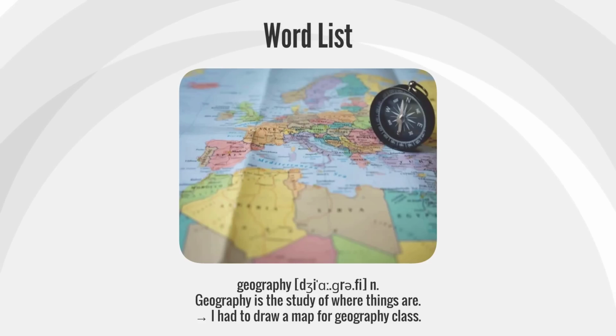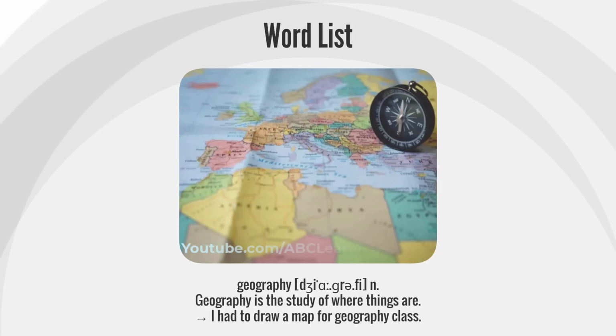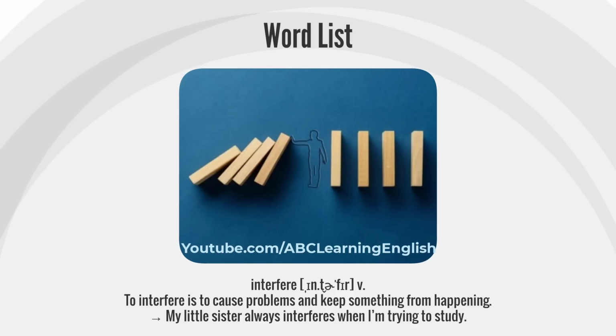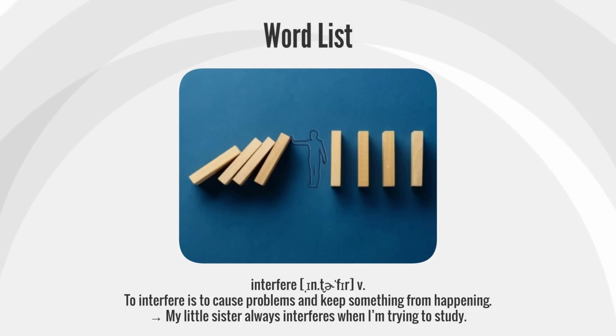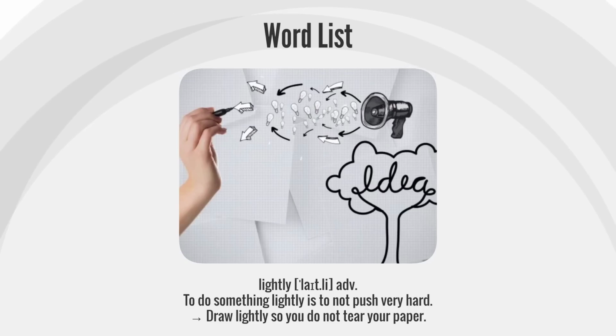Geography. Geography is the study of where things are. I had to draw a map for geography class. Interfere. To interfere is to cause problems and keep something from happening. My little sister always interferes when I'm trying to study. Lightly. To do something lightly is to not push very hard. Draw lightly so you do not tear your paper.